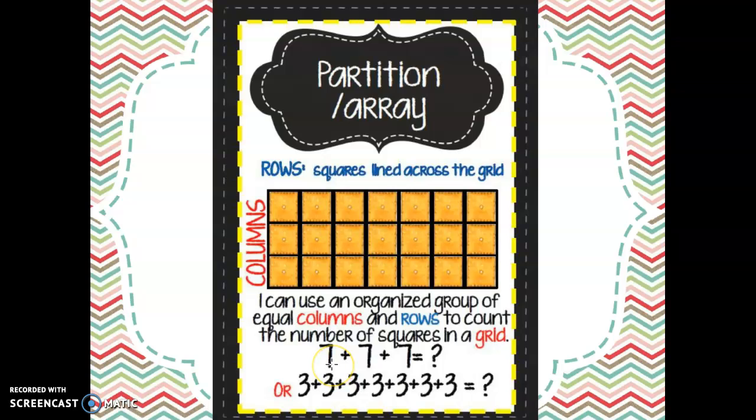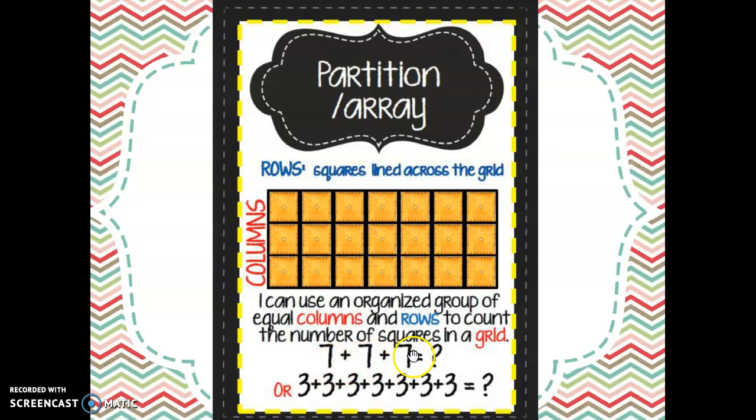Here we have 1, 2, 3, 4, 5, 6, 7 columns. Now if you were to write a repeated addition problem for this particular array, you could look at each row. Because we have 7 columns and 3 rows, each row has 7 pieces inside. So that's what we have. We would have 7 plus 7 plus 7, which is our equation right here.